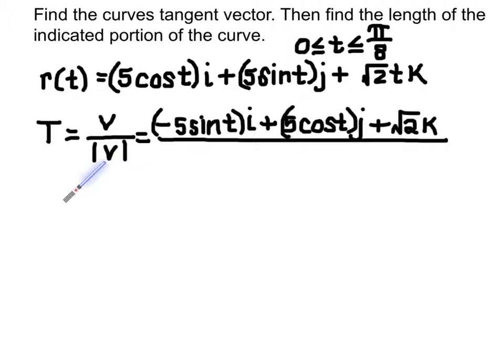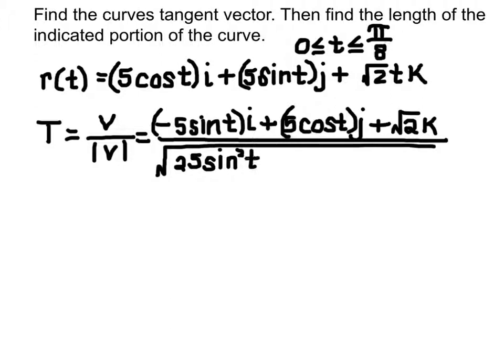And in the denominator, we want to find the magnitude of the velocity. So what we do is we take the square root of our negative 5 sine t squared. So that's going to be 25 sine squared t, plus 5 cosine t all squared, and that's 25 cosine squared t, plus the square root of 2 all squared, so that would be plus 2.